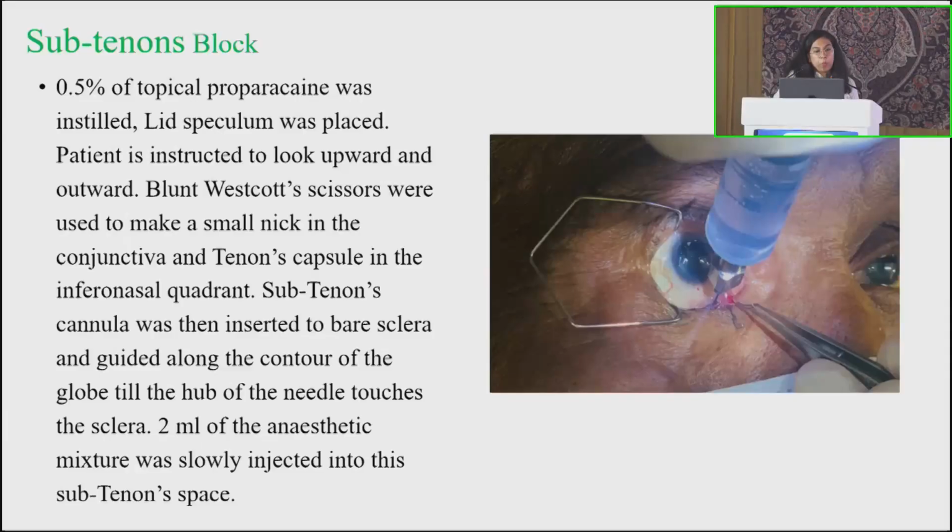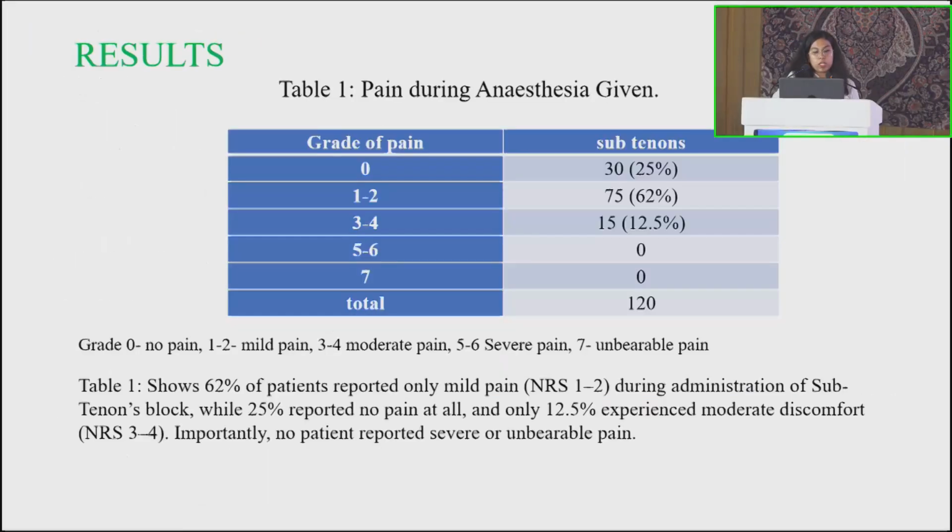0.5% topical proparacaine was instilled and a lid speculum was placed. The patient is instructed to look upward and outward. A blunt Westcott scissor was used to make a small nick in the conjunctiva and Tenon's capsule. The subtenon cannula was then inserted onto the bare sclera and guided along the contour of the globe till the hub of the cannula touches the sclera. 2 ml of anesthetic mixture was slowly injected into the subtenon space.